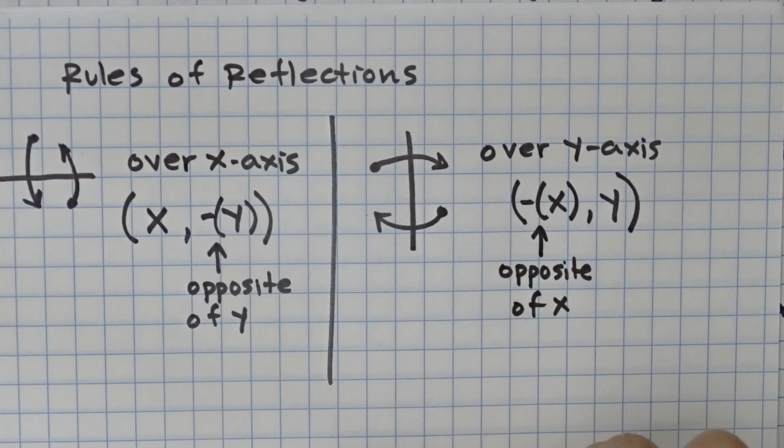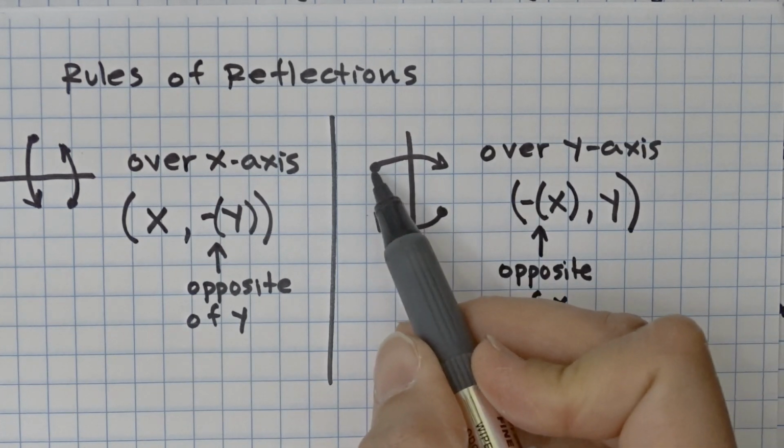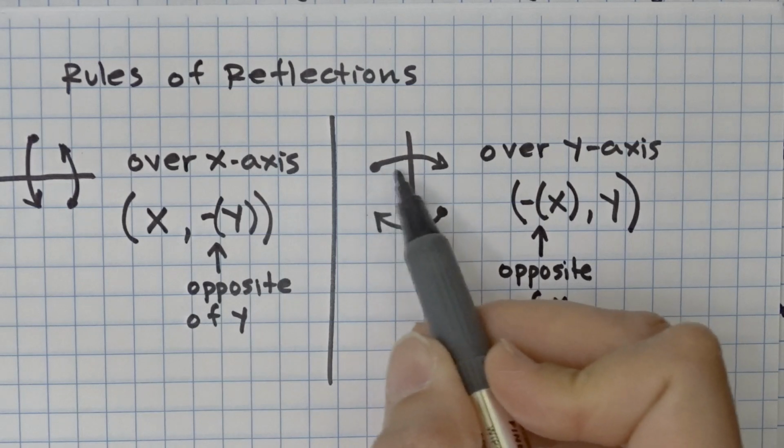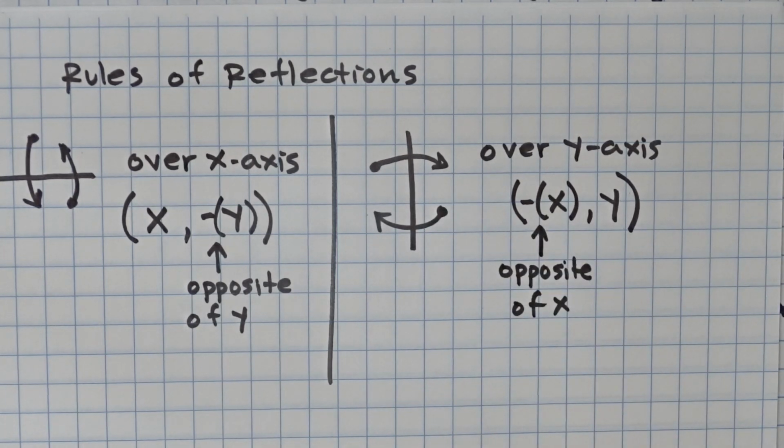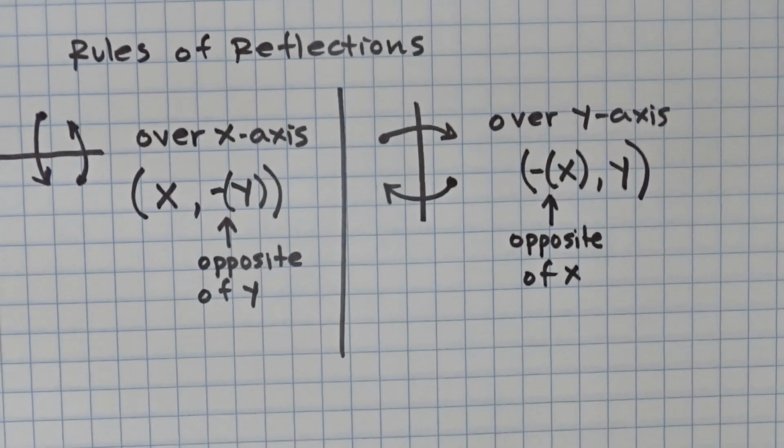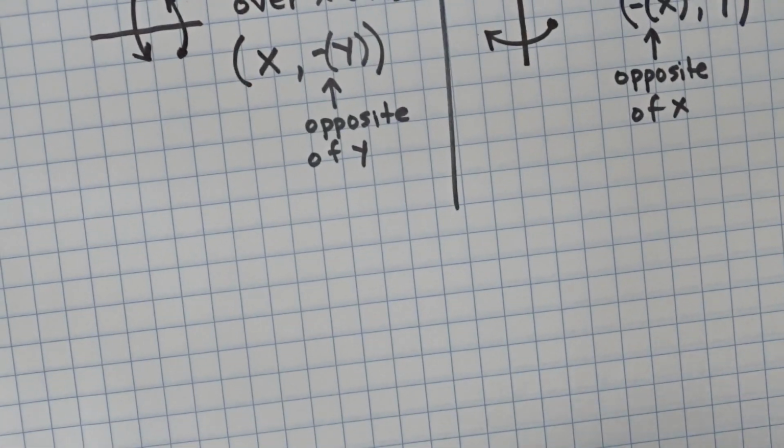To confirm that you did the reflection correctly, your original point and your final point should both be the same distance from the line of reflection, which would be your axes, which was your 0 point. All right, so let's do the first example.